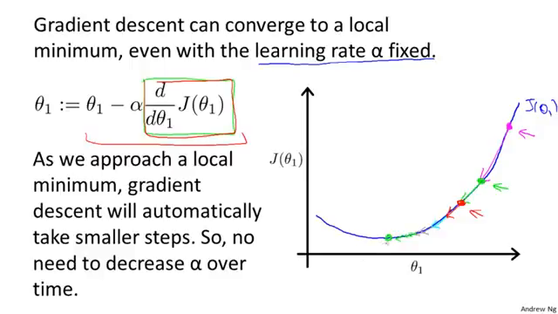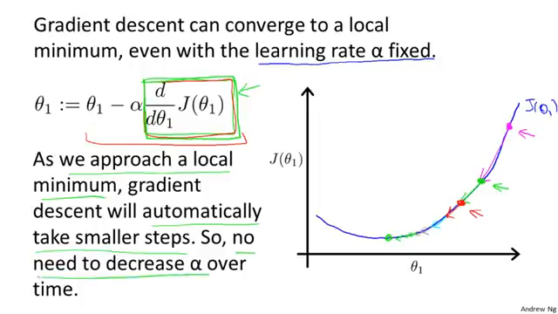So just to recap, in gradient descent, as we approach a local minimum, gradient descent will automatically take smaller steps, and that's because as we approach the local minimum, by definition the local minimum is when this derivative is equal to 0. So as we approach the local minimum, this derivative term will automatically get smaller, and so gradient descent will automatically take smaller steps. So this is what gradient descent looks like, and so there's actually no need to decrease alpha over time. So that's the gradient descent algorithm, and you can use it to try to minimize any cost function J, not just the cost function J that we defined for linear regression.